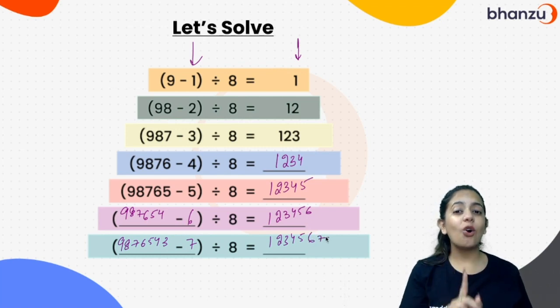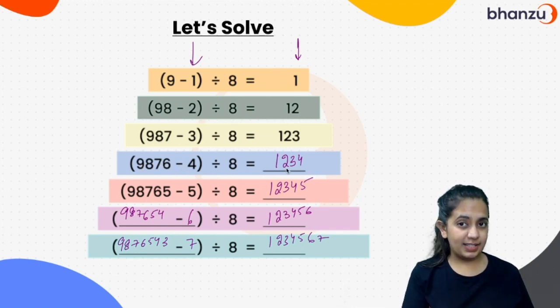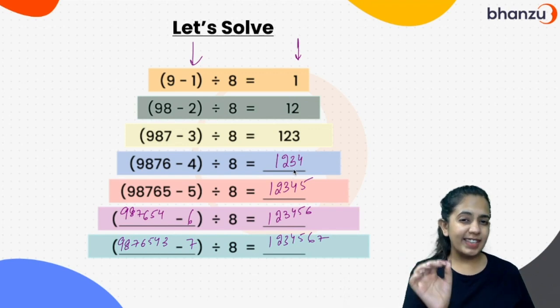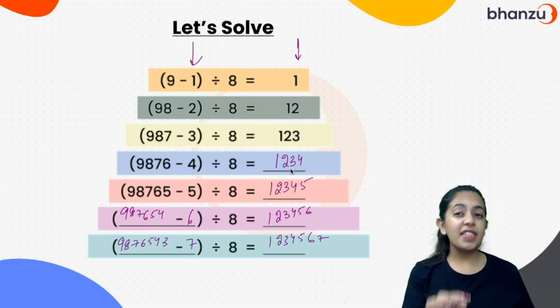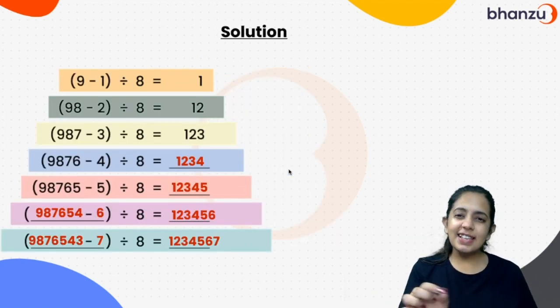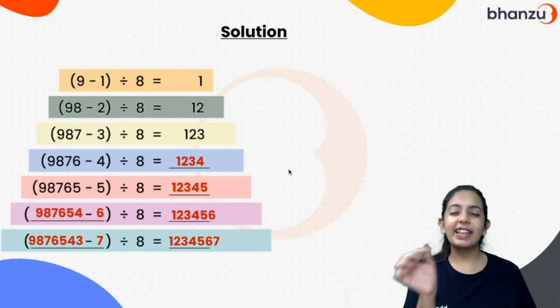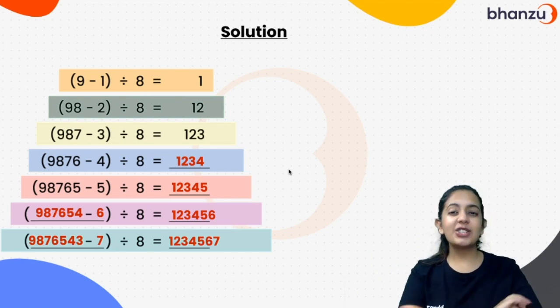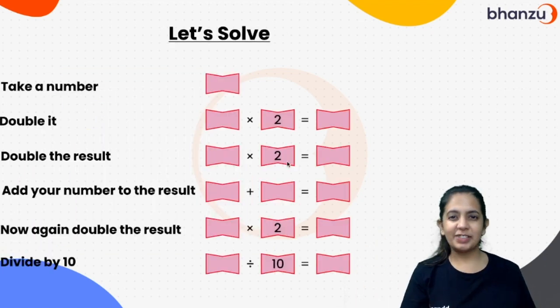But make sure to check these answers. So tell me, 9,876 minus 4 divided by 8 later on. What is the answer? Yes, it is equal to 1234. Likewise, you can check all of these answers and you're going to find it correct. So this is another interesting pattern in numbers. Now moving on to the last magical pattern.